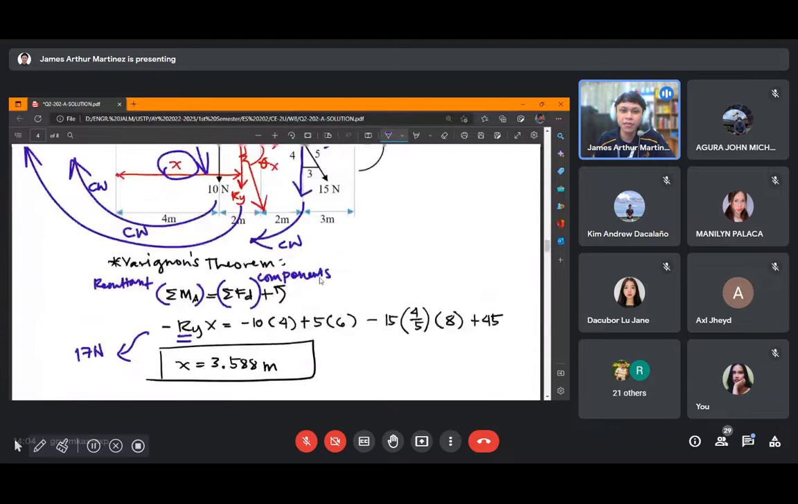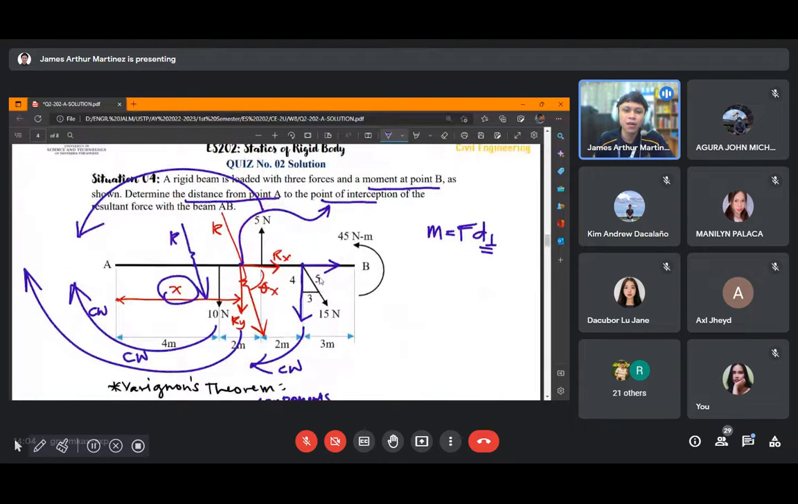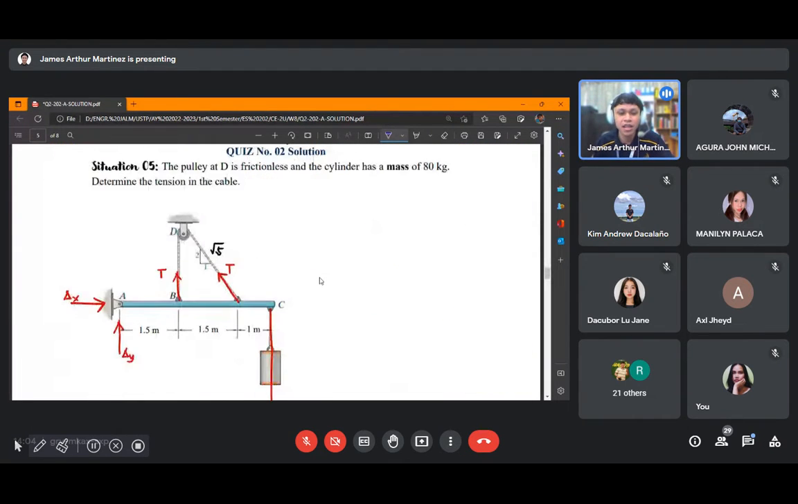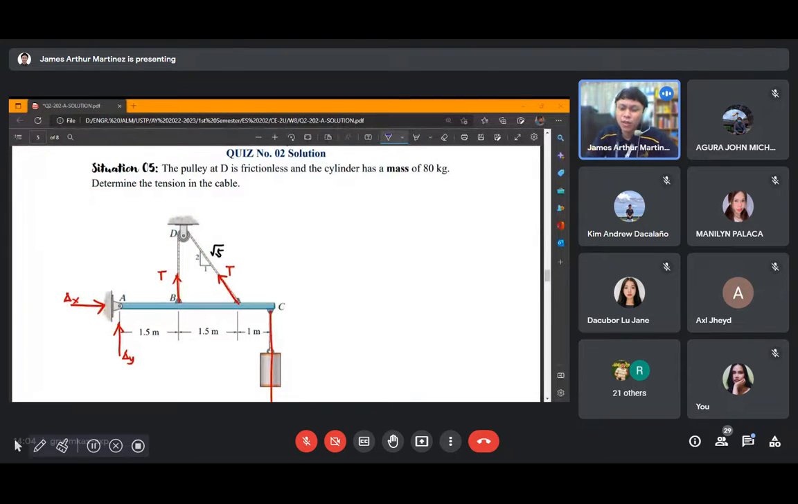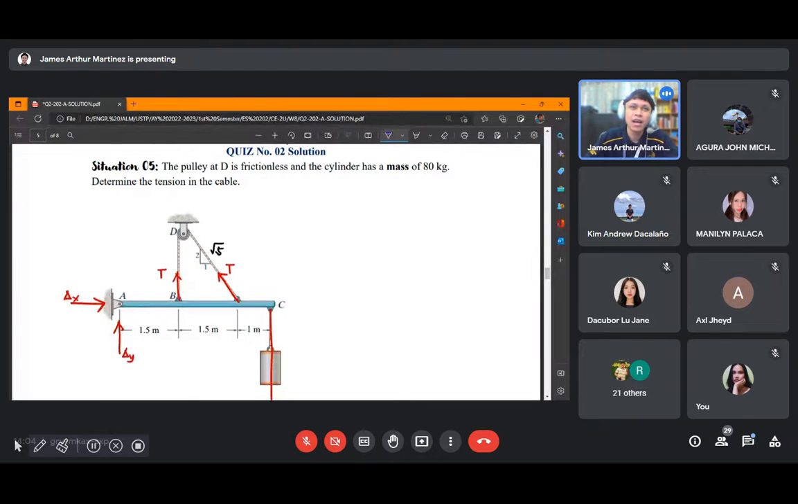Okay, so I think for this scenario, this is the last question. So let's proceed with another problem, another figure. So situation 5. This problem, class, I excluded from your quiz number 2, because the answer I set is in SI unit. It is in the SI system of units. However, the figure I gave you is in feet, right?